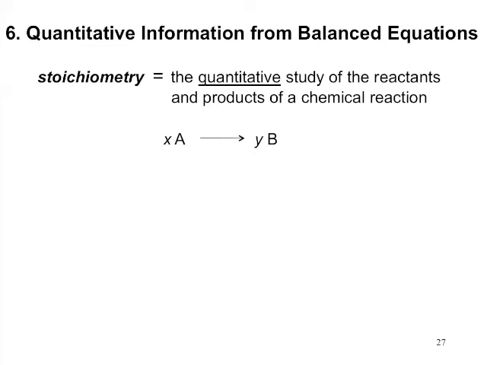So in this lesson, we're going to learn how to use a balanced chemical equation to give you information on how much product you can possibly make from a certain amount of starting materials, the reactants, or variations of the theme. For example, figuring out how much reactant you need to make a certain amount of product.